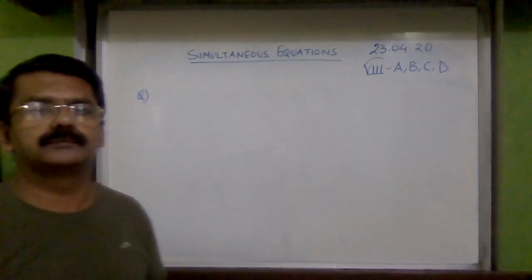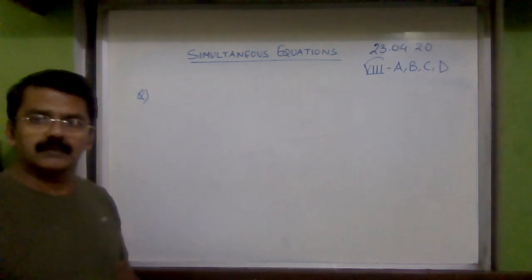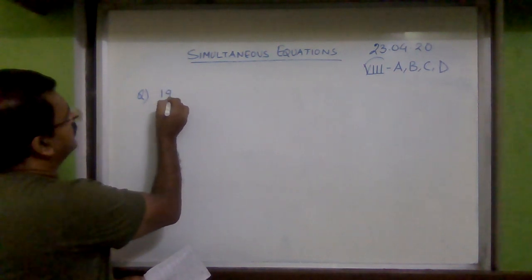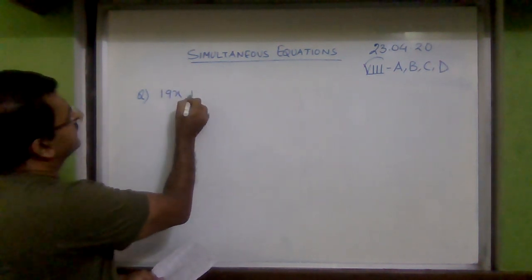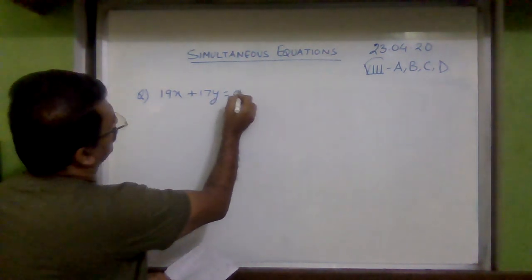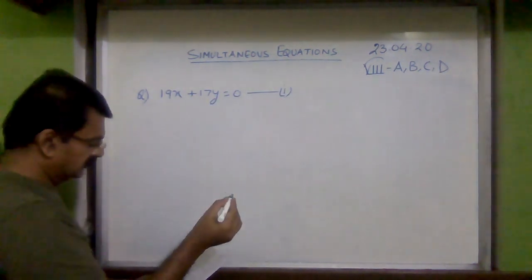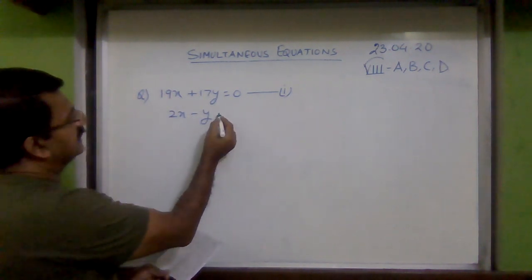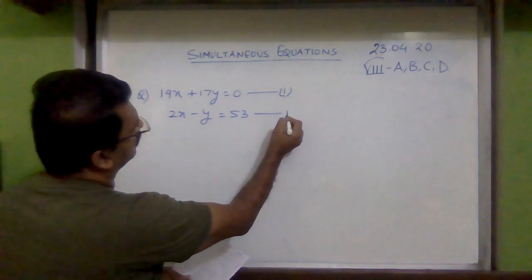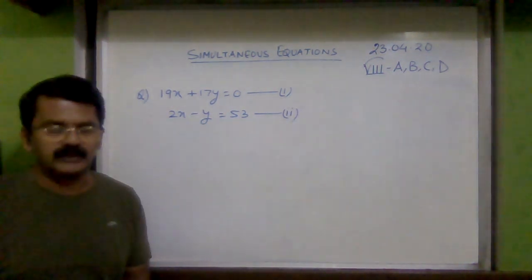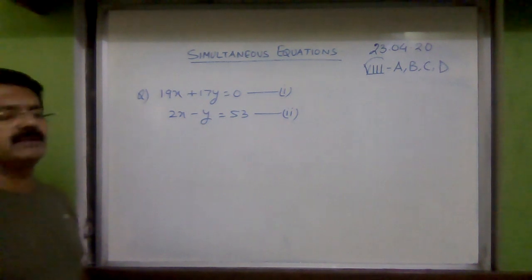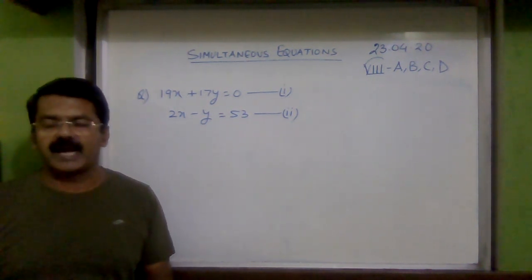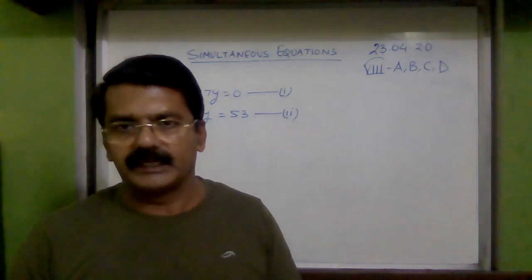Next question is, 19x plus 17y is equal to 0. This is equation number 1. And 2x minus y is equal to 53. This is equation number 2. So we have two equations and we have to solve them to get the values of x and y. This time I am going to apply elimination method. I'll apply elimination method over here.